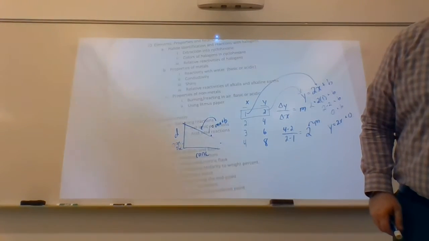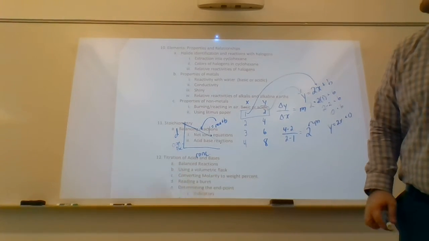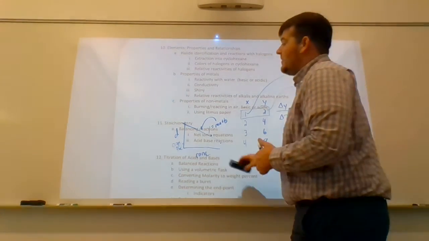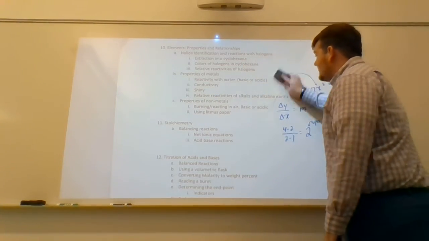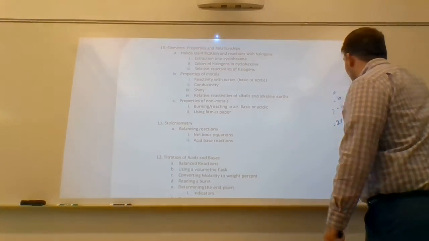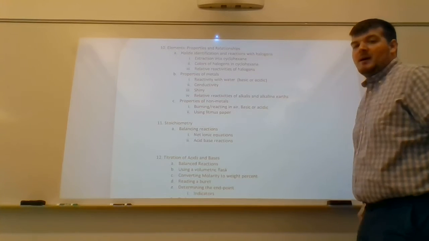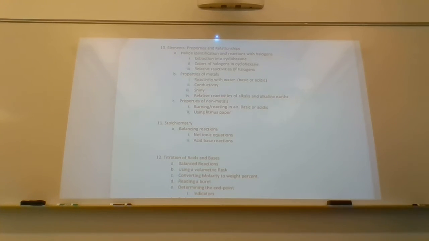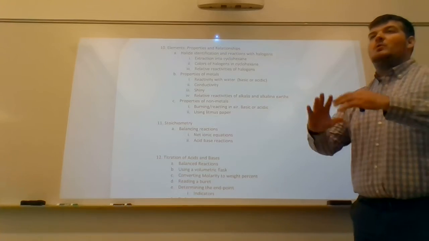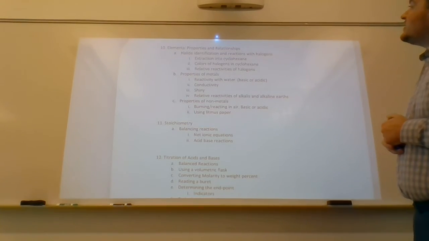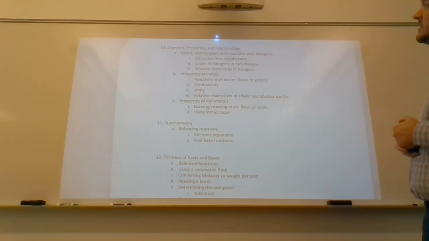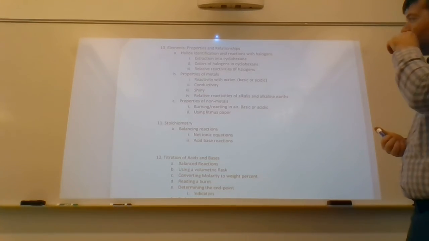Next, let's talk about elements. All right, this lab, we made some rules, okay? We did some experiments, we saw what happened, and we made some rules based upon those experiments. So basically, we need to be able to summarize those rules. First, halide identification and reactions with halogens. The extraction into cyclohexane, the colors of the halogens in cyclohexane, and the relative reactivities of halogens.